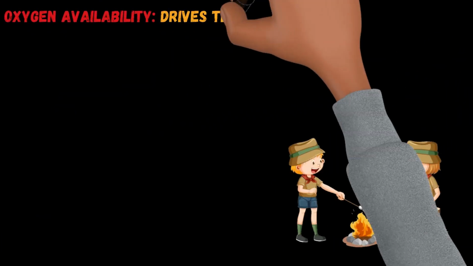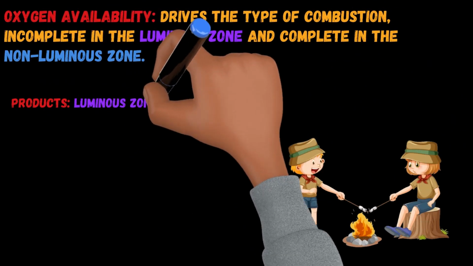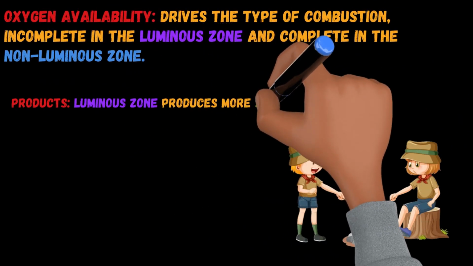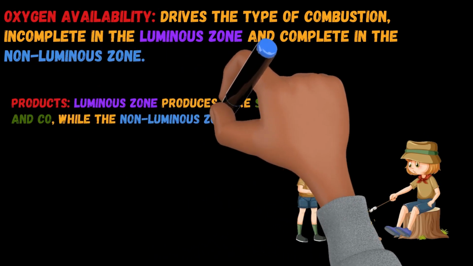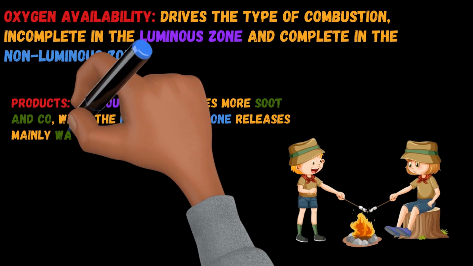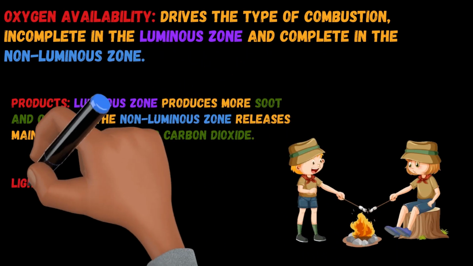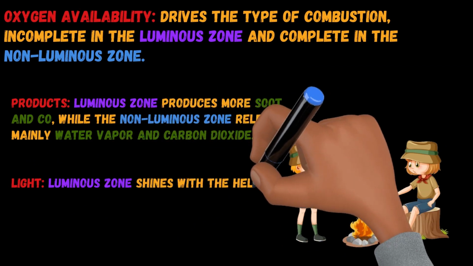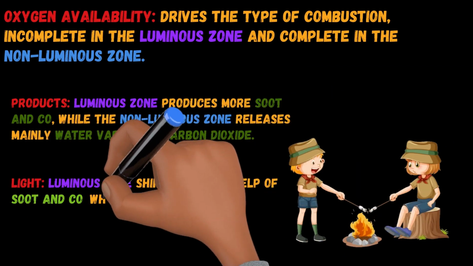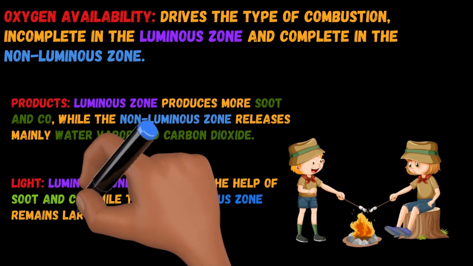Oxygen availability drives the type of combustion: incomplete in the luminous zone and complete in the non-luminous zone. Products: the luminous zone produces more soot and carbon monoxide, while the non-luminous zone releases mainly water vapors and carbon dioxide. Light: luminous zones shine with the help of soot and carbon monoxide, while the non-luminous zone remains largely invisible.